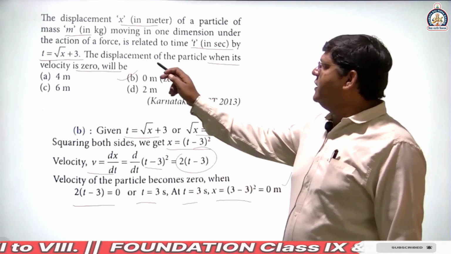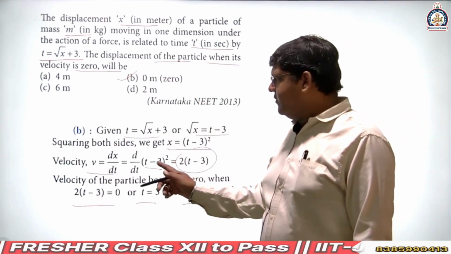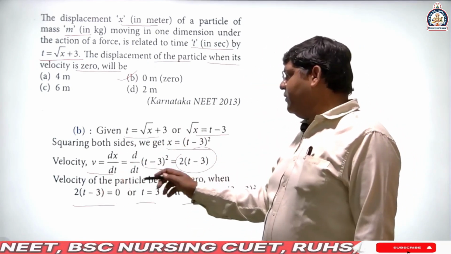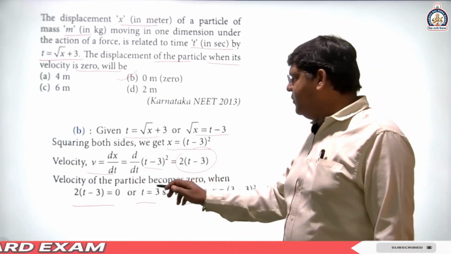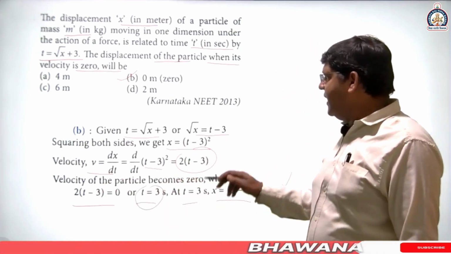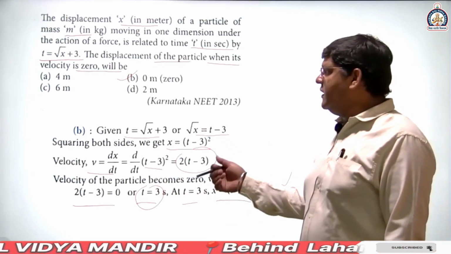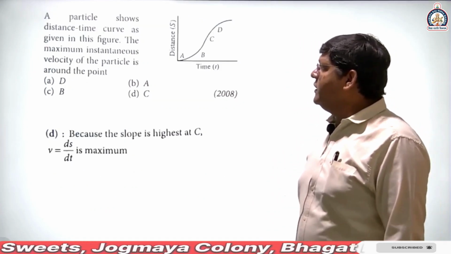We have to calculate the value of displacement when the velocity is 0. So we first calculate the velocity, then equate it to 0 and calculate the required time, and after calculating the required time we again put this value in the equation of x. So we get 0 meter. Okay, this is the required solution of this question. Now moving to the next question.